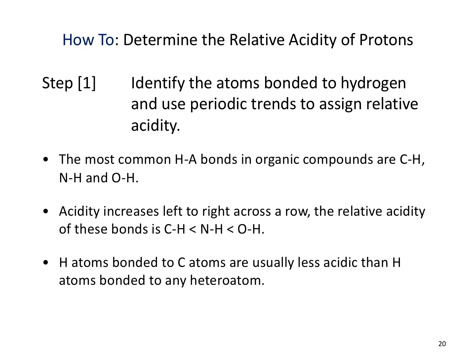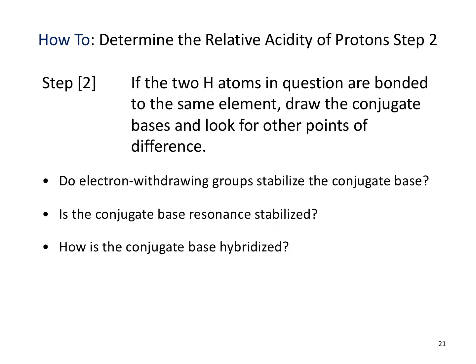Remember, acidity increases from left to right across a row. So that means that this is the most acidic bond as we go across the row. And then hydrogen atoms bonded to carbon atoms are usually less acidic than hydrogen atoms bonded to any other heteroatom. So those are some good rules as we look at this. Then, if the two hydrogen atoms in question are bonded to the same element, draw the conjugate bases and look for other points of difference. Are there electron withdrawing groups near? Is the conjugate base resonance stabilized? How is that conjugate base hybridized? So the element identity, with size and electronegativity, with size being the most important, and then these come next.